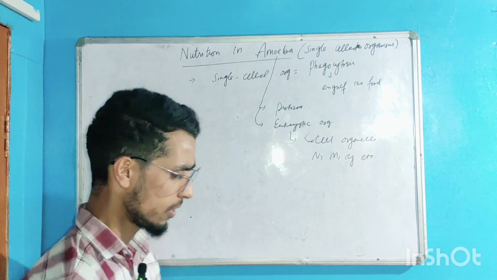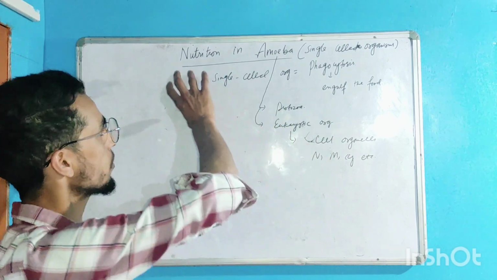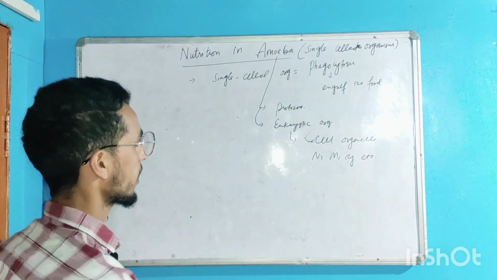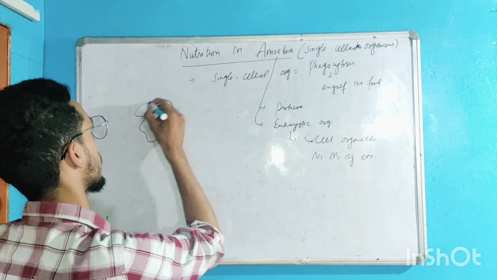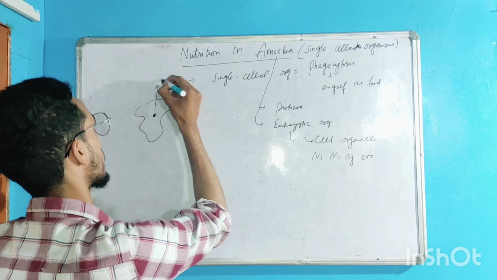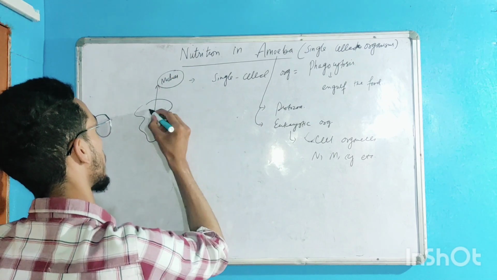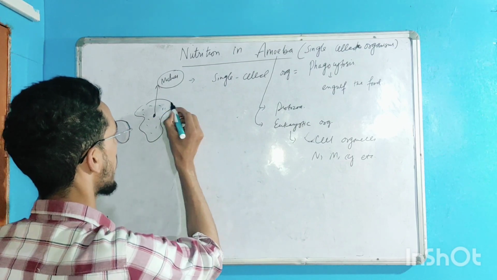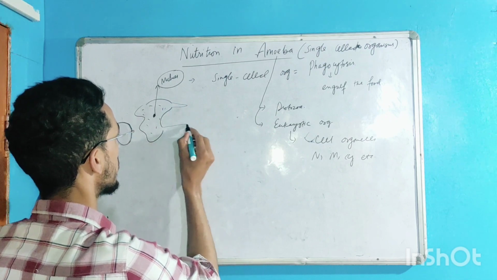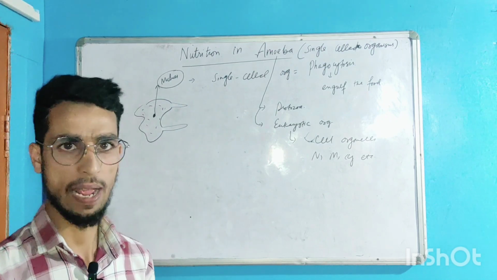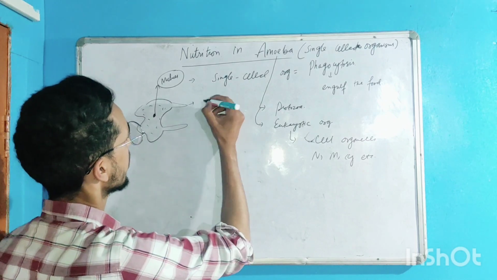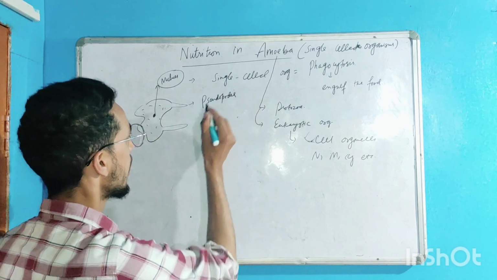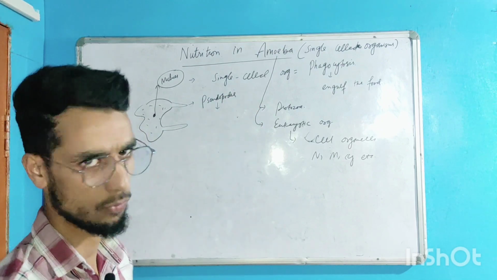Before starting nutrition in amoeba, you need to understand the concept of phagocytosis. So for that, let me draw an amoeba. Suppose this is an amoeba with a nucleus present in the center, and it's a single-celled organism. It has these temporary finger-like extensions or projections called pseudopodia, and these are used to capture the food particle.